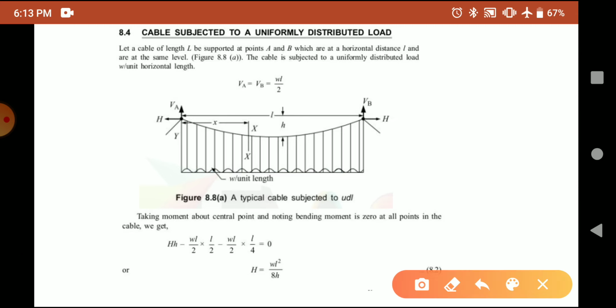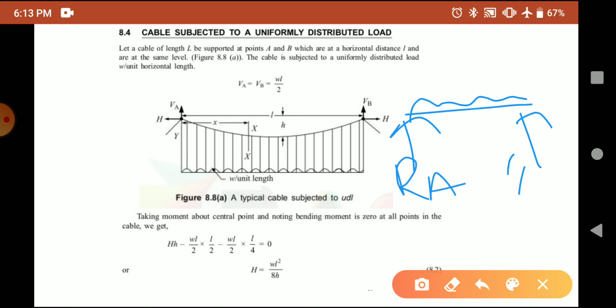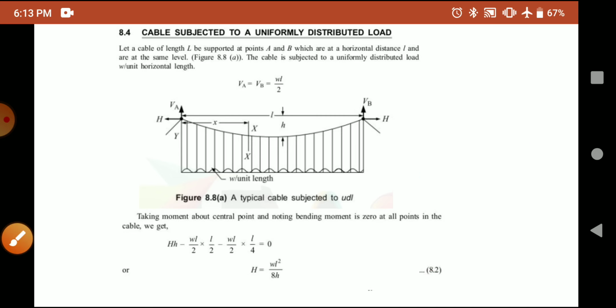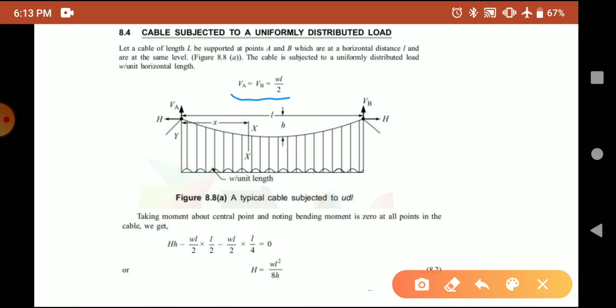So from the symmetry we can see this. This is like a simply supported beam in which a UDL is acting, and we know in that case the reactions RA and RB or VA and VB will be equal to WL by 2. So here also we have VA is equal to VB equal to W into L by 2. So we found out the vertical reactions VA and VB.